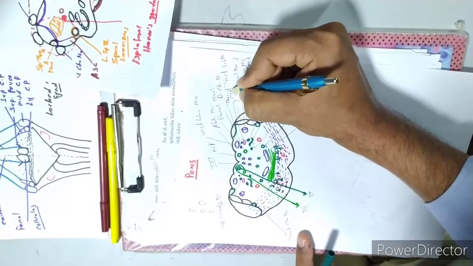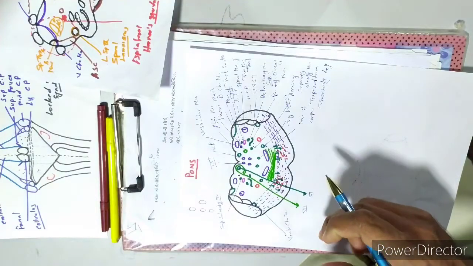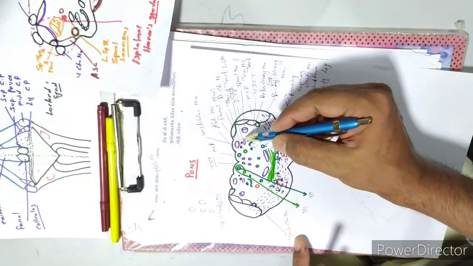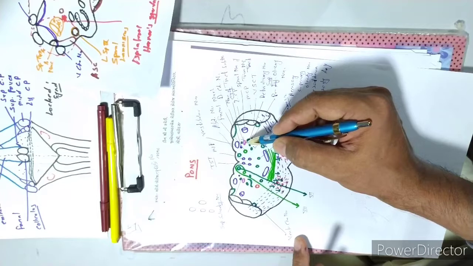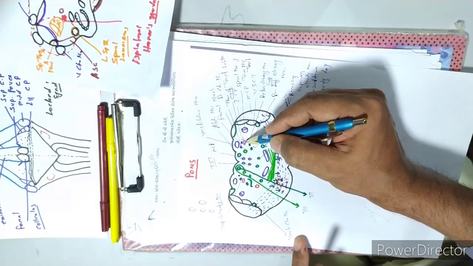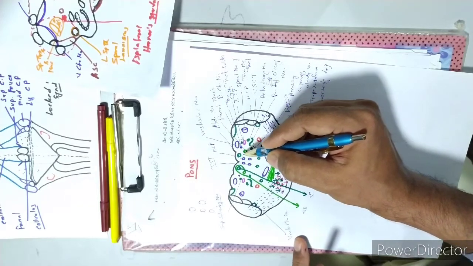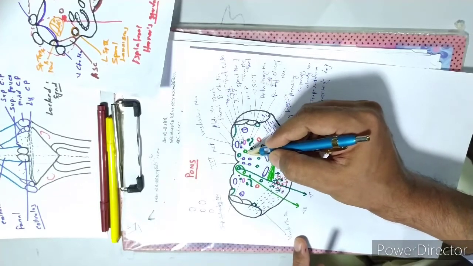Then going further dorsally here, this is the central tegmental tract. The central tegmental tract carries fibers from the red nucleus that descend downward and enter the inferior olivary nucleus. So this is the central tegmental tract here. Clear?